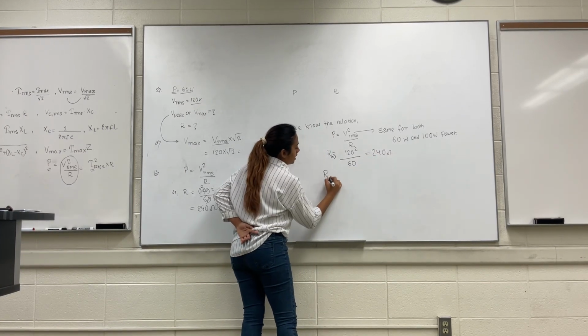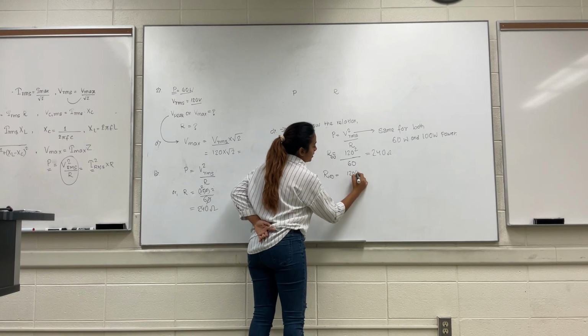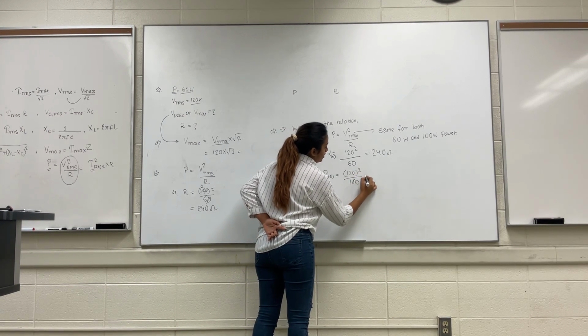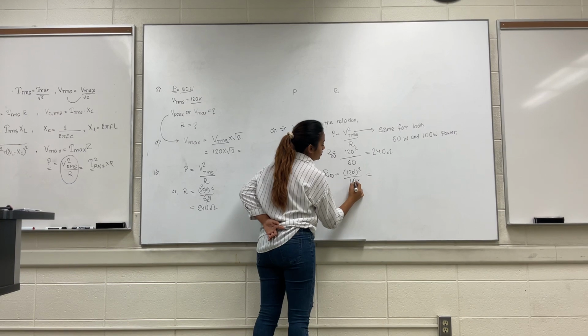And the next one, that is R100 is given. That is 120, it's same. 100. Something like 0, 0 cancel. 0, again 0 cancel.